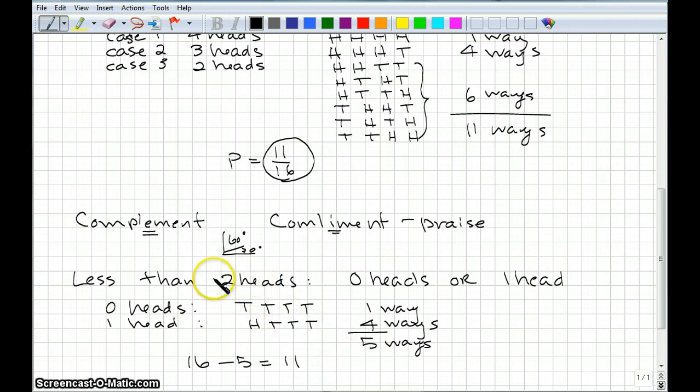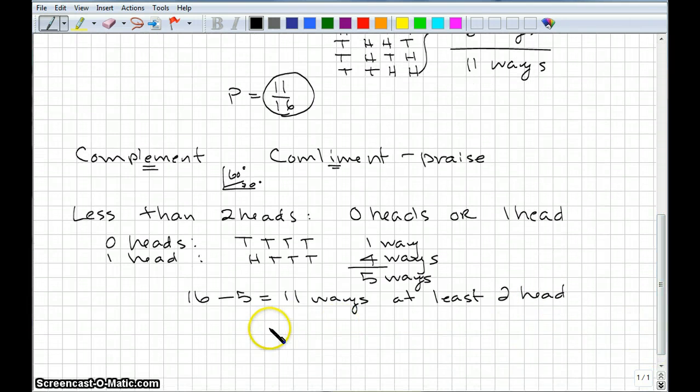Because less than 2 heads is the complement of at least 2 heads, okay? So again, we get there's 11 ways to get at least 2 heads. And when we compute the probability, again, it's just equal to 11 out of 16.